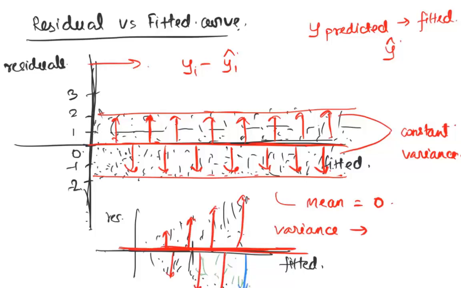It seems like it's heteroscedastic. The variance is increasing, right? As you go towards higher values for the fitted column, your error is also increasing. For higher predictions, you're making higher error, right? So this is an example of heteroskedasticity.